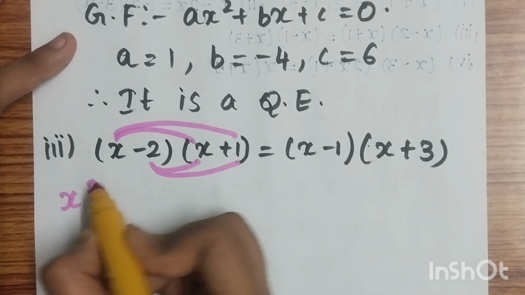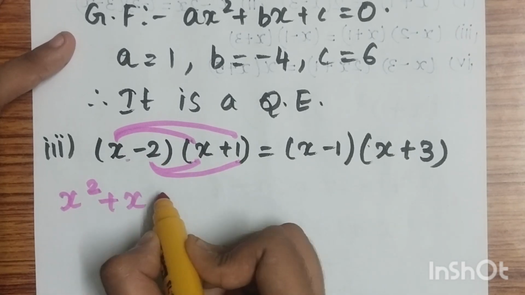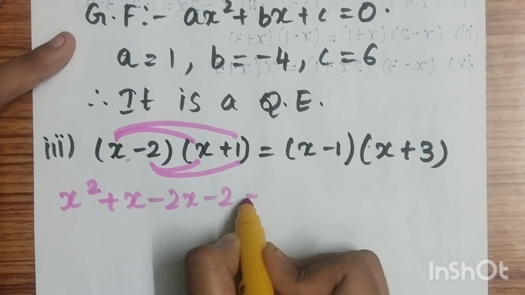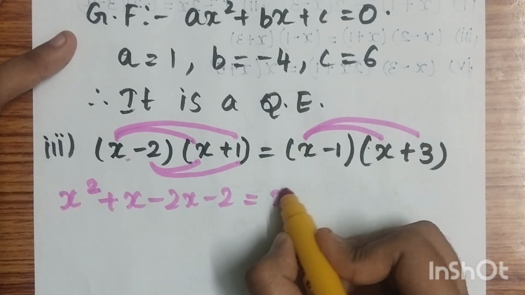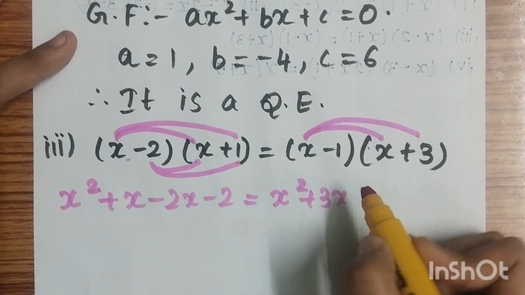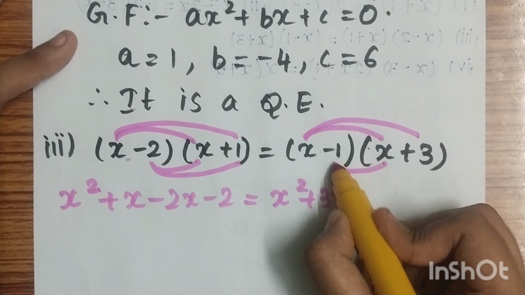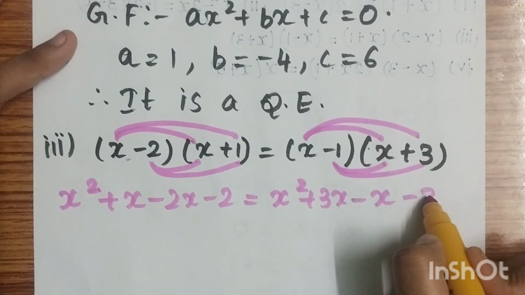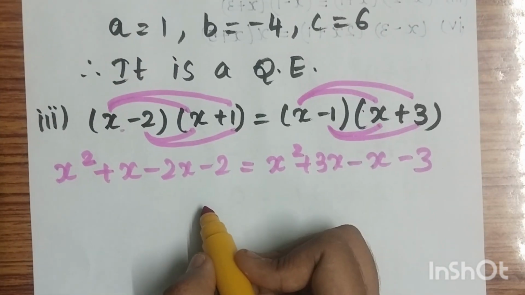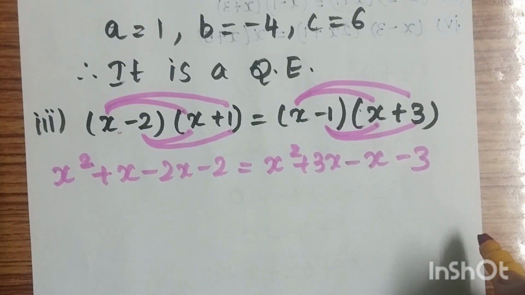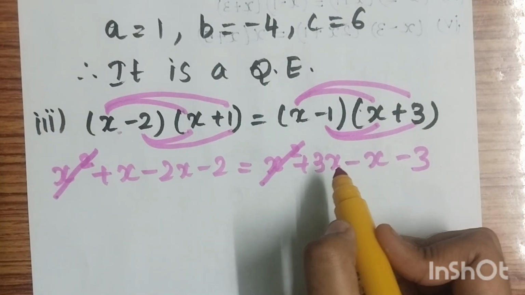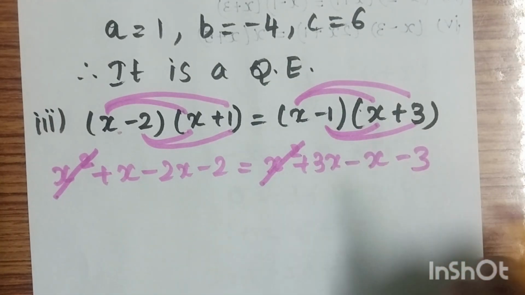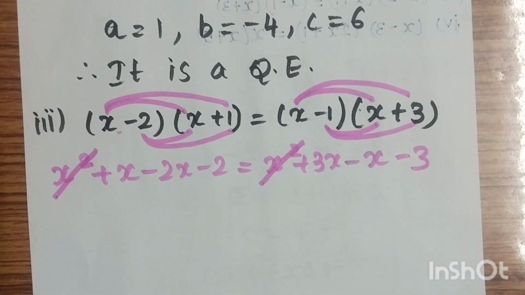So x square plus x minus 2x minus 2 is equal to, this side you have to multiply. So x square plus 3x, and here also it's minus x minus 3. Okay, here now x square and x square gets cancelled. So here itself our x square term gets cancelled out. So there is no degree 2, so it cannot be a quadratic equation.